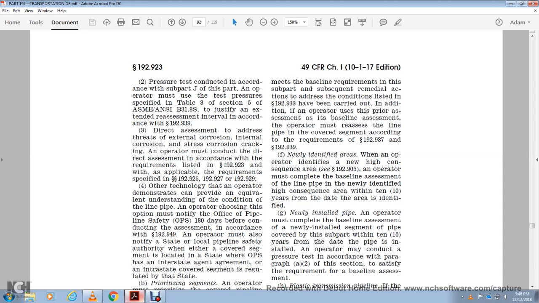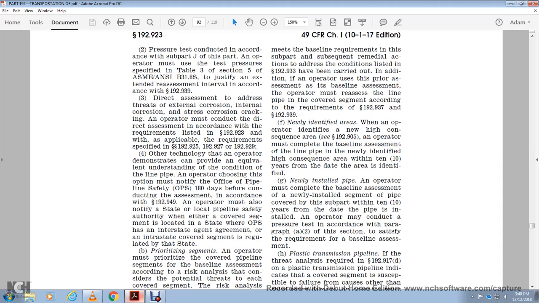Newly identified areas. When an operator identifies a newly identified high consequence area, the operator must complete the baseline assessment of the line pipe in the newly identified high consequence area within 10 years after the date the area is identified. Newly installed pipe. The operator must complete the baseline assessment of a newly installed segment of pipe covered by this subpart within 10 years from the date the pipe is installed. The operator may conduct a pressure test according to paragraph (a)(2) of this section to satisfy the requirements of the baseline assessment.